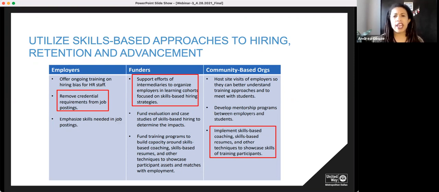And community-based organizations, with what they're doing as far as providing career coaching, career development, and job training, can make sure that what they're doing with their participants has a skills-based approach to it, so that the participants in their training programs have the ability to talk about what skills and capacities they bring to the table when they are applying for jobs. Next slide.